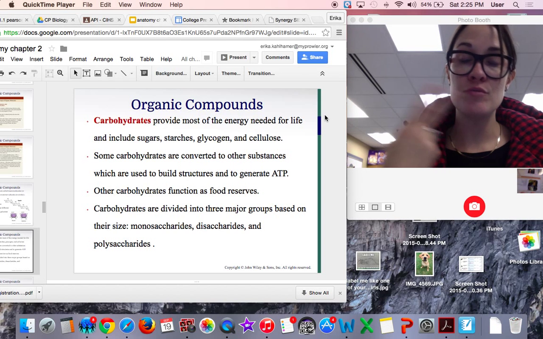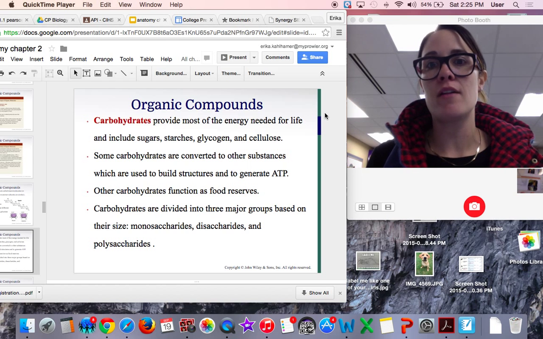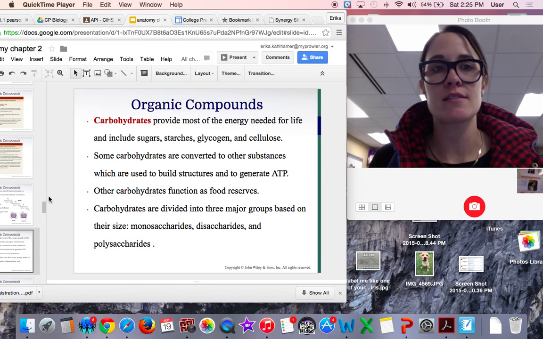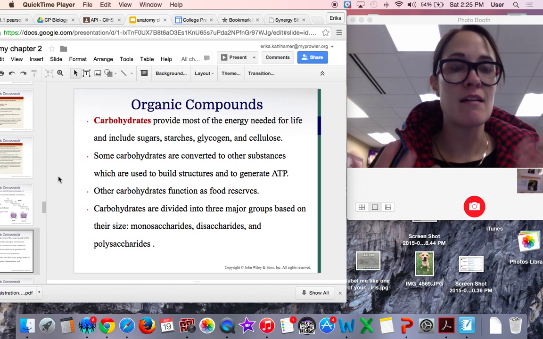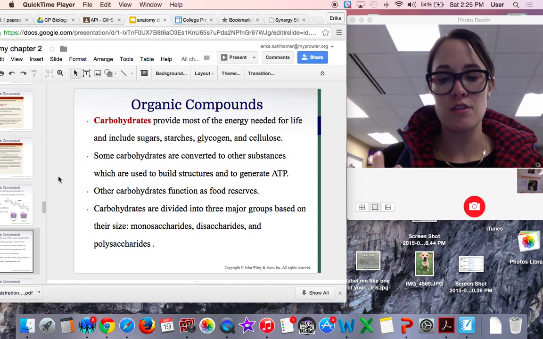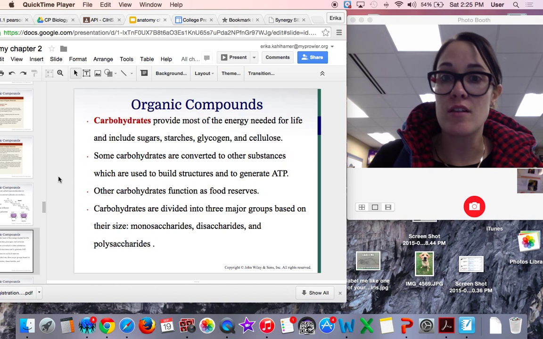Chapter 2, Part 3. Organic compounds. The first macromolecule we're going to talk about is carbohydrates. They provide mostly the energy that you need to live. The sugars include starches, something called glycogen, which is how sugar or glucose is stored in your body, and also cellulose.